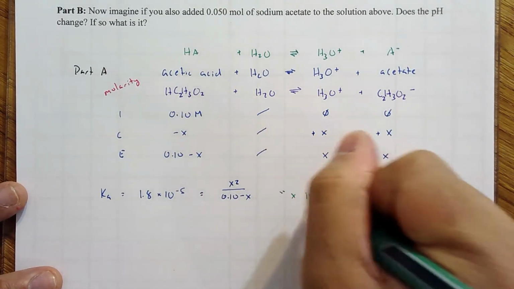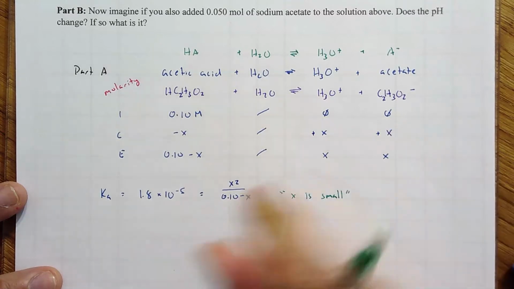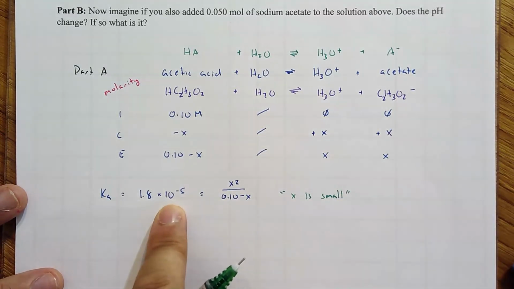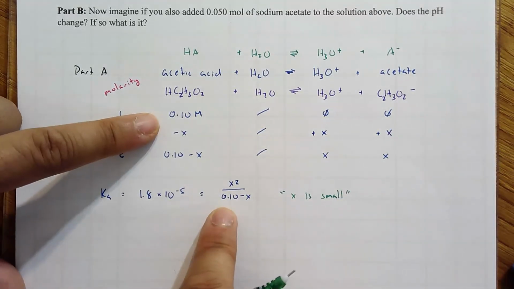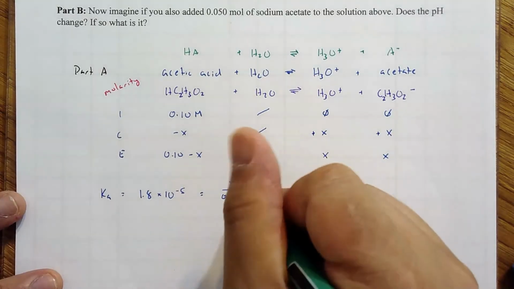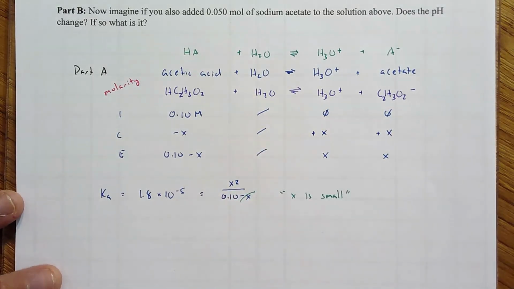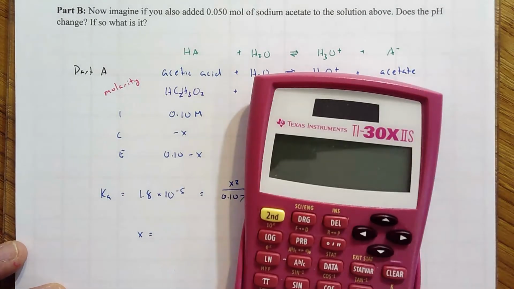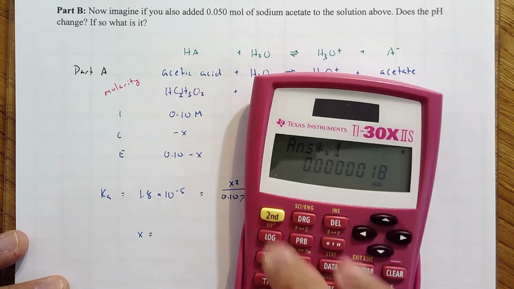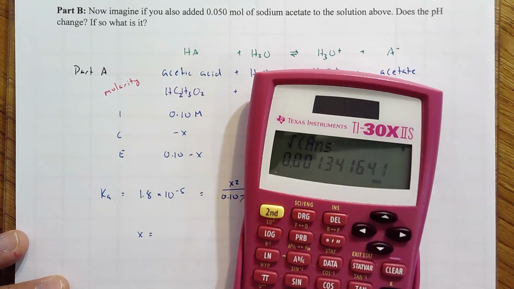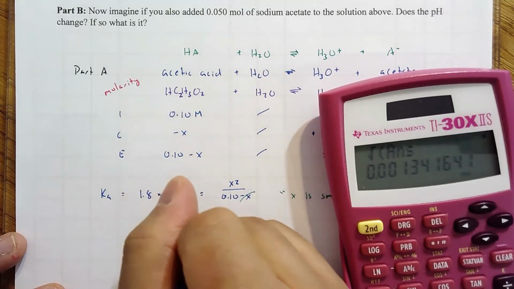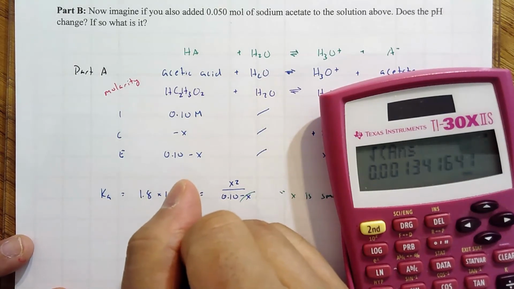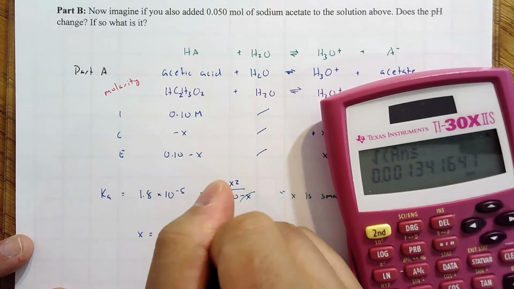We'll use the x is small approximation because that is 10 to the minus 4 or lower, and the starting molarity is much higher. So the x shouldn't matter. And here we get x to equal 1.8 times 10 to the negative 5, times 0.1, take the square root of that. It's small, 0.001342.